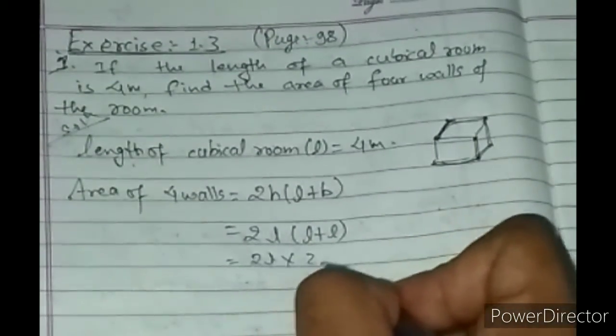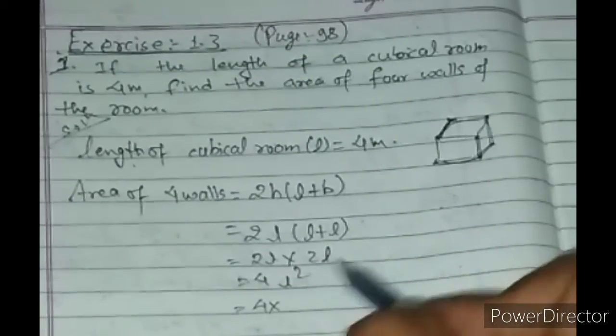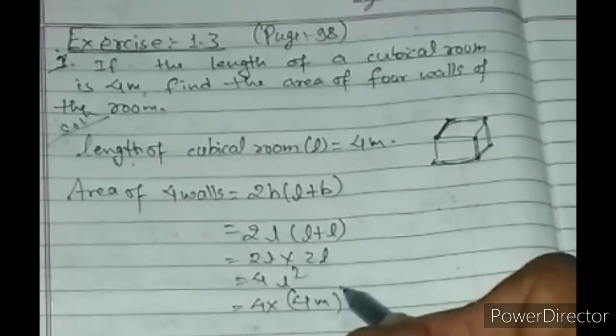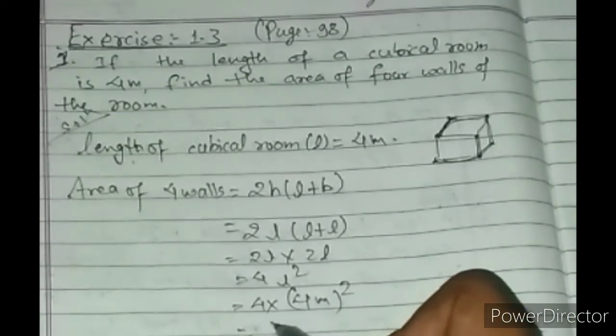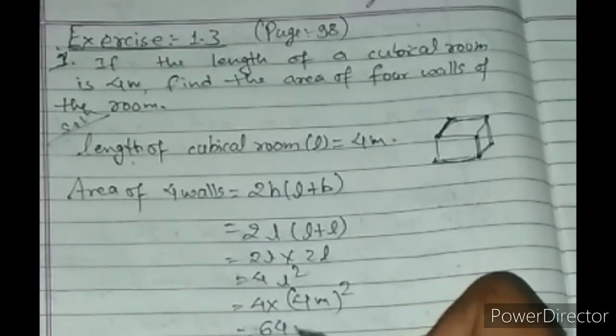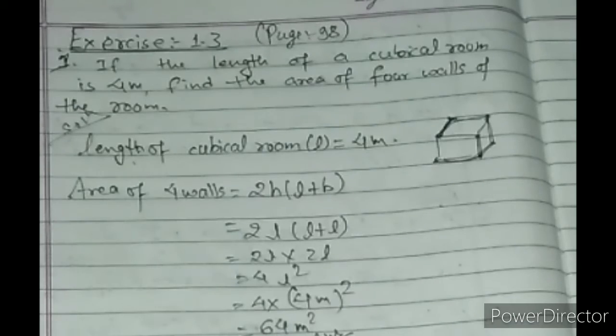2L into 2L, 4L square, 4 into 4 meter square. 4 square is 16, 16 fours are 64 meter square, which is the area of 4 walls. If a rectangular room is given, then this is the formula: 2H(L plus B).